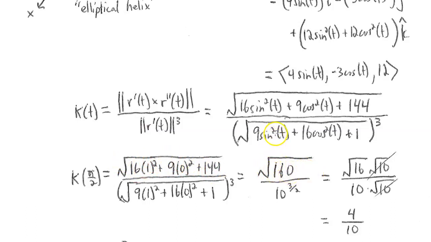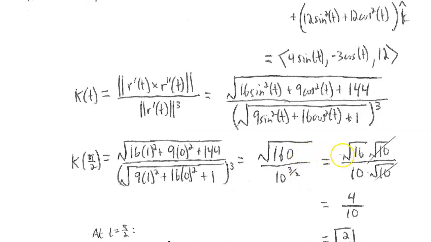Now, down in the denominator, again, sine of pi halves is 1, cosine of pi halves is 0, so we're going to get 9 times 1 squared plus 16 times 0 squared plus 1. So this will just be the square root of 10, right? 9 plus 0 plus 1. But then we're cubing it, so we have the square root of 10 cubed, which is really 10 to the 3 halves. Now we could leave our answer like this, but this actually simplifies really nicely.